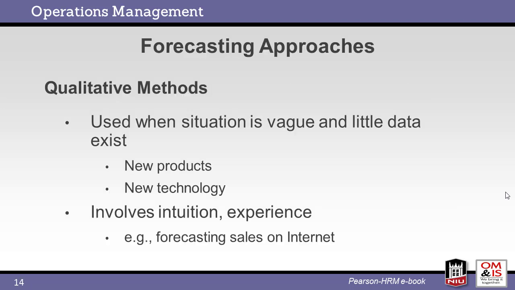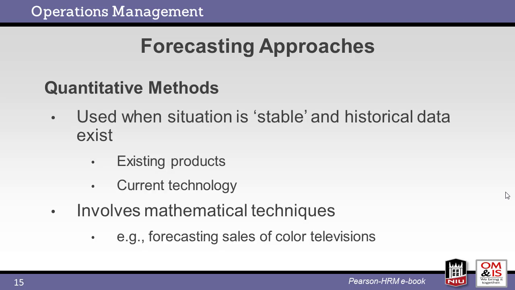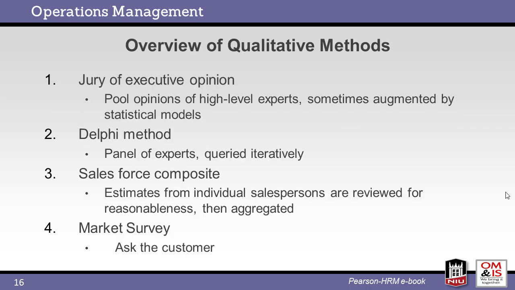Qualitative methods are used when the situation is fluid and lacks historical data. Here, intuition and expert opinion are used. This is common when wholly new products or processes are being introduced. Quantitative or numerical methods for forecasting are used for stable processes where historical data is available. Different mathematical techniques are applied.